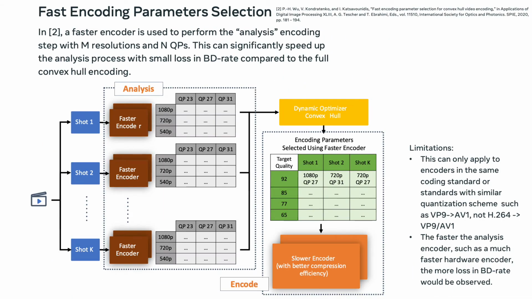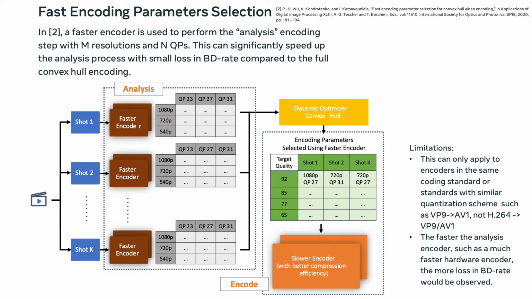So in our prior work, a faster encoder is used to perform the analysis encoding step. This can significantly speed up the analysis process with a small loss in BD rate compared to the full convex hull encoding. So each shot will be encoded using a faster encoder at m resolutions and QPs. And through the dynamic optimizer, we can then obtain the encoding parameters, which are selected using this faster encoder. These parameters would then be taken to a slower encoder with a better compression efficiency.